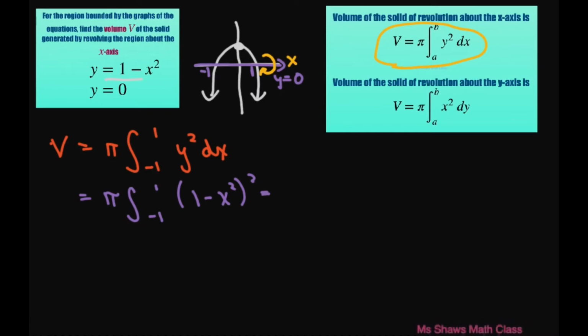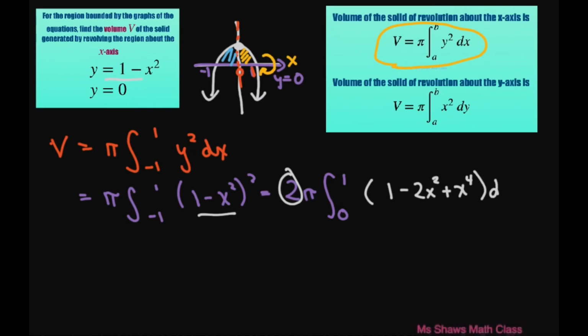This is going to equal 2 pi times the integral from 0 to 1. And the reason I'm doing that is that we have 0 to 1, and this is symmetric about the y-axis. So what I can do is take this area and multiply it by 2 to get this area. It saves time on the algebra to do it that way. So I'm going from 0 to 1, and I have to multiply it by 2. And then if I expand this, I'm going to get 1 minus 2x squared plus x to the power of 4 dx.